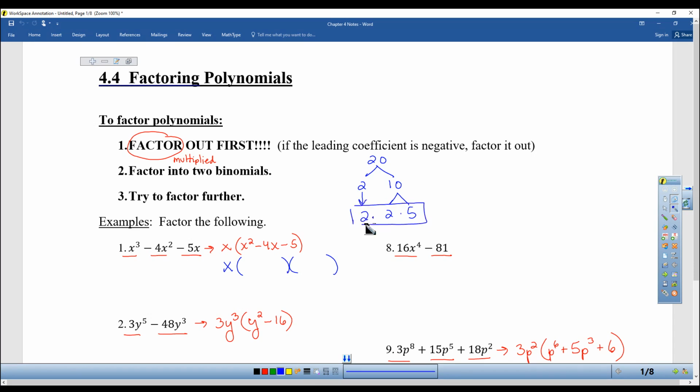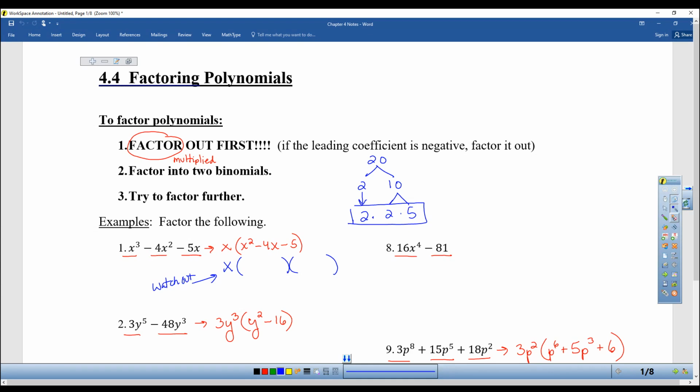The answer is 2 times 2 times 5. You need all 3 of them. So to forget this 2 would be wrong. So you have to bring this x down as well. If you don't have that x, then it'll be wrong. So just make sure that you watch out for that. But if you still have an x squared at least, then you should continue to try to factor.